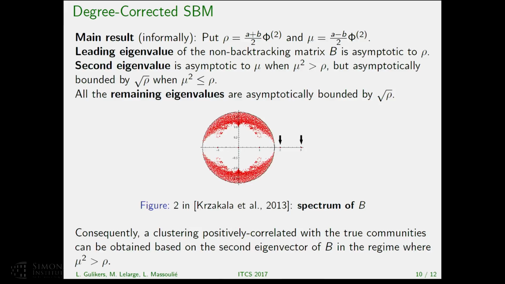And it turns out we showed as a consequence that when mu squared is larger than rho, so when the second eigenvalue is clearly separated from the bulk of eigenvalues, in this case we can use the non-backtracking matrix to find a clustering that's positively correlated with the true community structure.